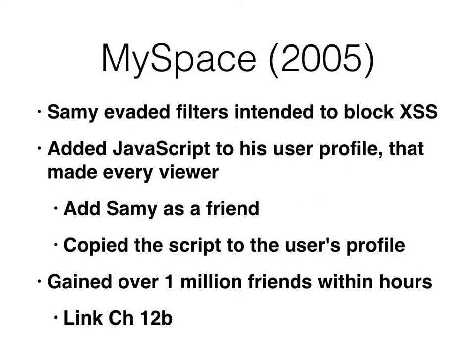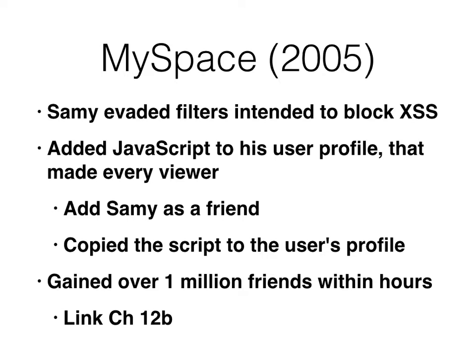Then there's MySpace. This is the most famous one that made the whole world aware of it. This guy named Sammy. There was a filter to block cross-site scripting, but the filter wasn't very good. Like the one that forgot to backslash the backslash, there were some characters blocked, but he found some that weren't, and he was able to inject cross-site scripting. He put JavaScript in his user profile, so everybody that saw his username would immediately add him as a friend and copy the script to their profile, and so in a couple of hours he had 1 million friends. He was the most popular guy on MySpace within a couple of hours.